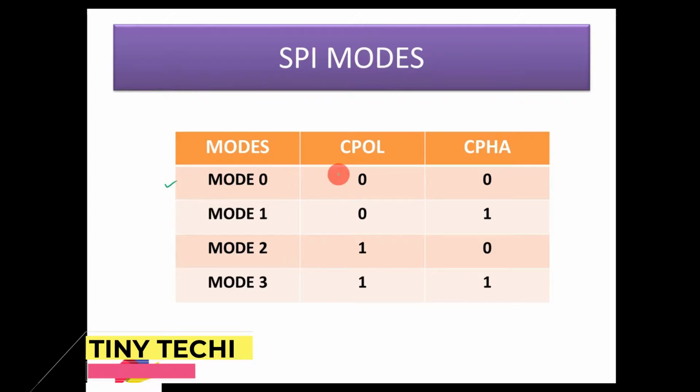That is mode 0. In mode 0, the clock polarity is 0 and clock phase is also 0. In mode 1, clock polarity is 0 and clock phase is 1. In mode 2, clock polarity is 1 and clock phase is 0. In mode 3, clock polarity is 1 and clock phase is 1.